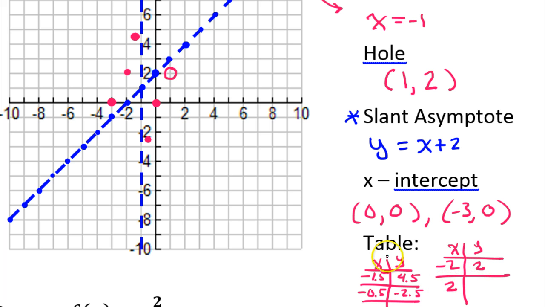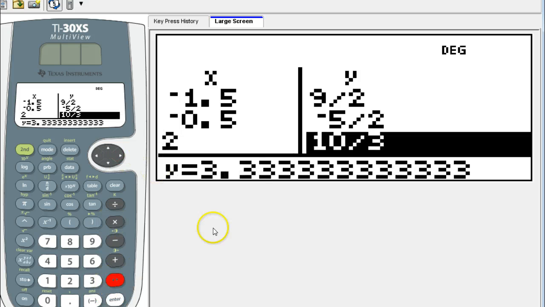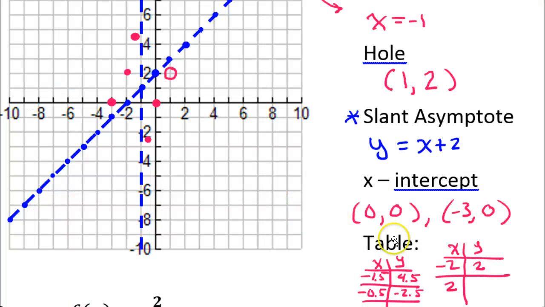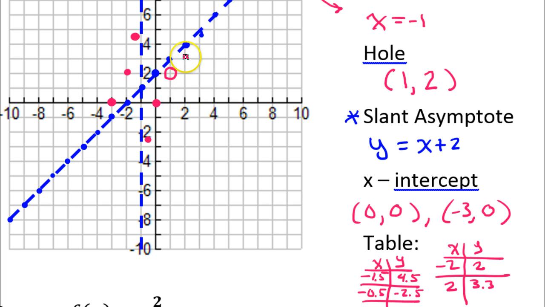Okay, what about at positive 2? It's another value that we need. So let's see, I'll put in positive 2. At positive 2, I've got 10/3, which is 3.3. Okay, 3.3. All right, so let's plot that. 2, 3.3. Okay, so 3.3 would be about there.